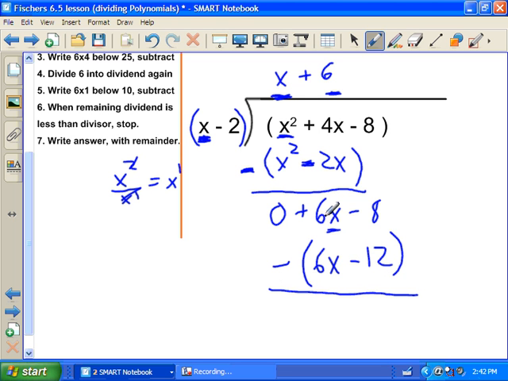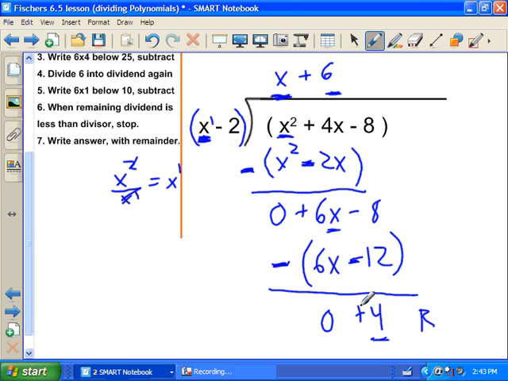Okay, so 6x minus 6x gives me 0 there, like it should. A minus 8 minus a minus 12, that's really a plus 12. So minus 8 plus 12 is a plus 4. Okay, so now I am done, because this remainder down here has no x's in it, and this has an x to the first power in it.